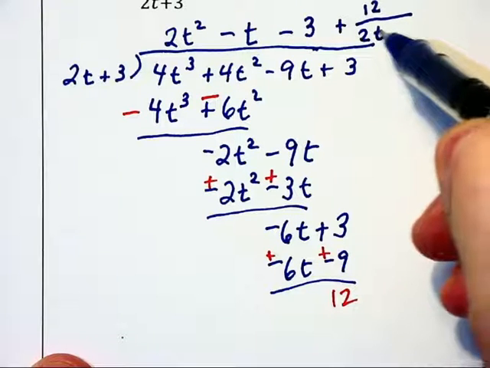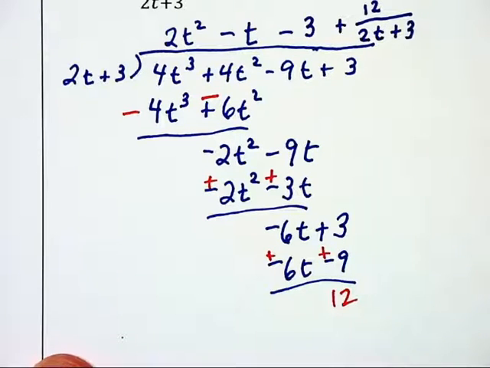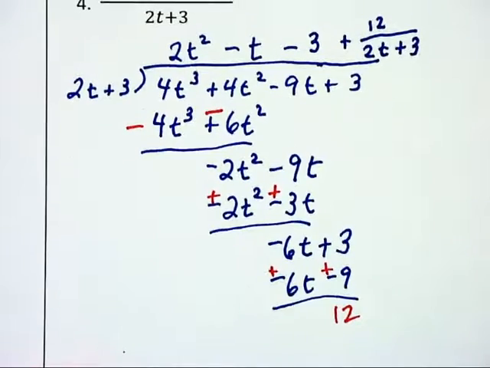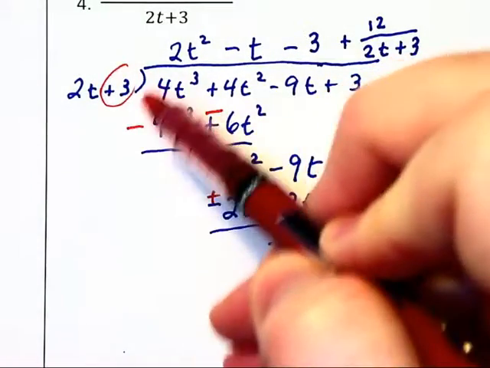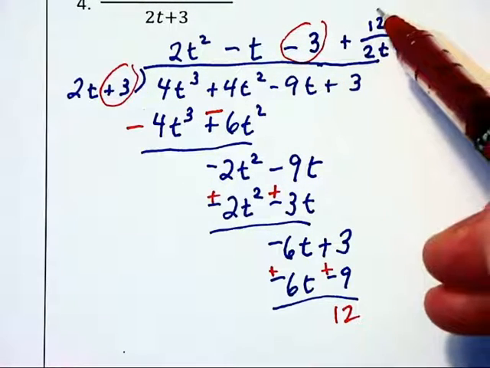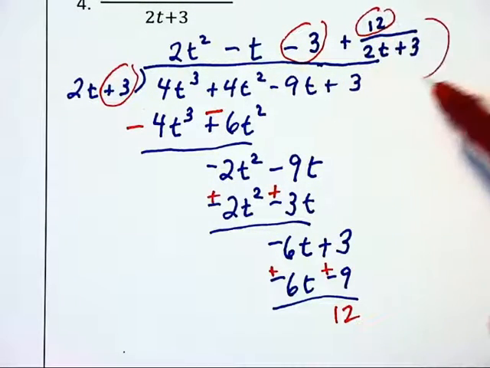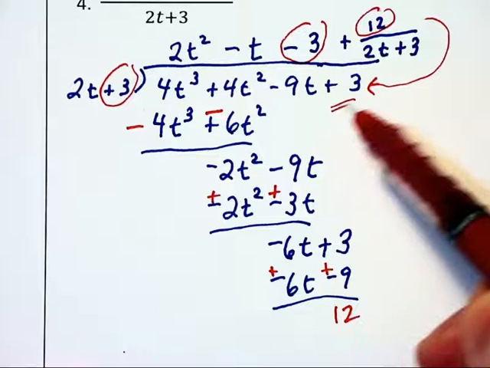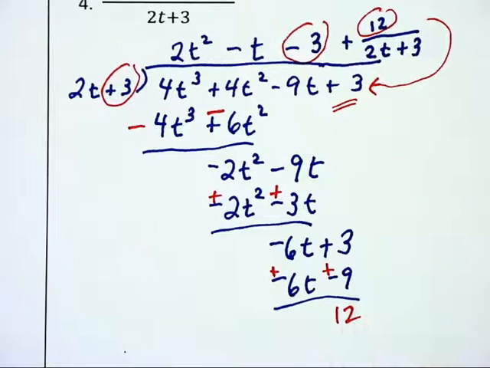of 2t plus 3. Using my shortcut little partial check, I would take this positive 3 times the negative 3, which is negative 9, add on the remainder of 12, and verify I get to positive 3, which I do, and so odds are I have not made a subtraction error along the way.